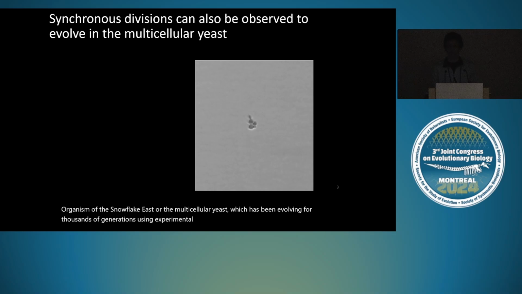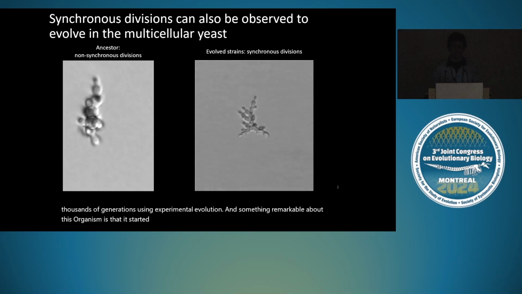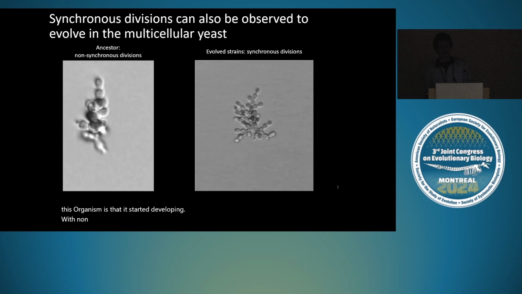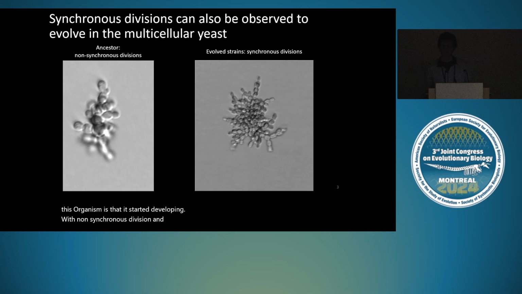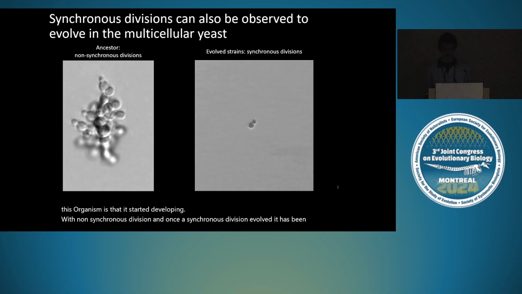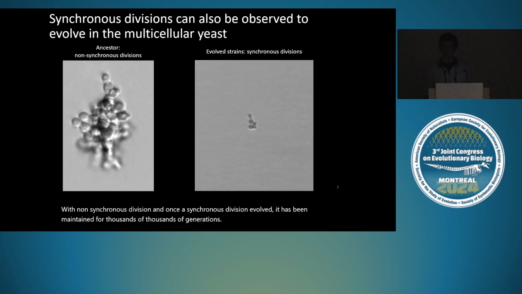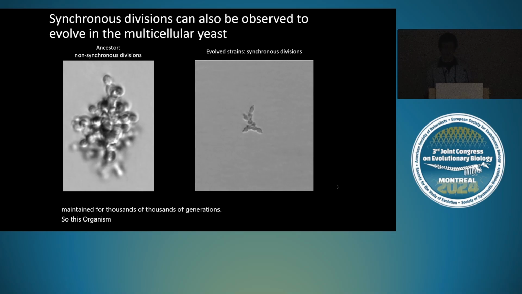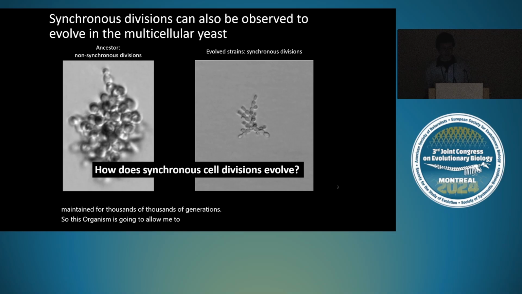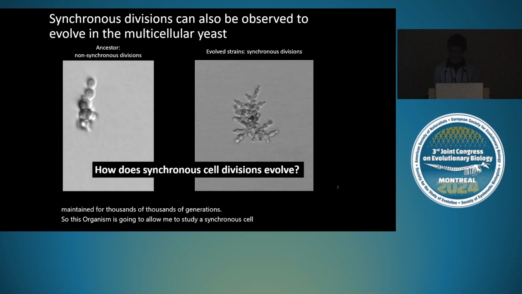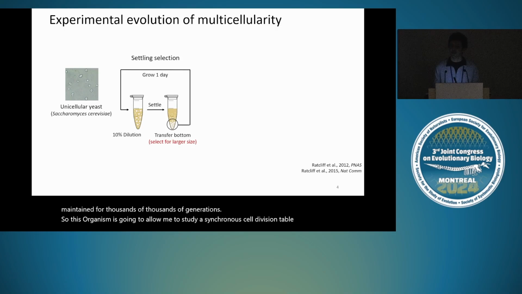Something remarkable about this organism is that it started developing with non-synchronous division. And once synchronous division evolved, it has been maintained for thousands of generations. So this organism is going to allow me to study how synchronous cell divisions evolve. First of all, let me back up, because we all know that yeast is actually unicellular.